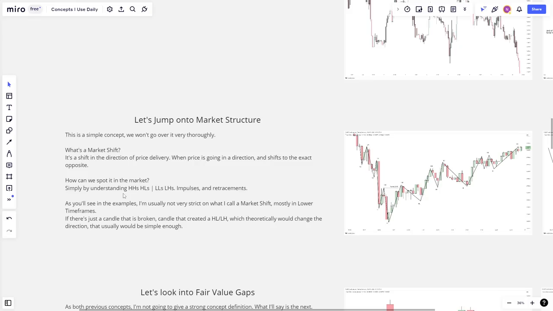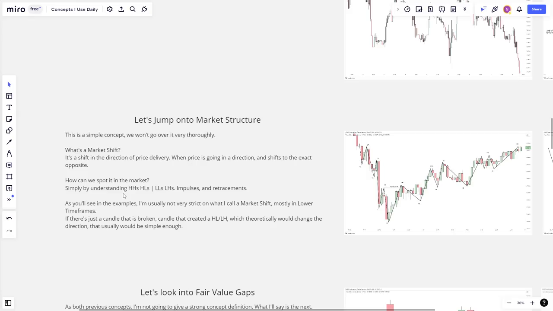So a market shift is a shift in the direction of price delivery, right? When price is going in one direction and then shifts to, of course, the exact opposite. So how can we spot these market shifts in the market? It's simply by understanding how higher highs, higher lows, or lower lows, lower highs work, along with impulses and retracements.